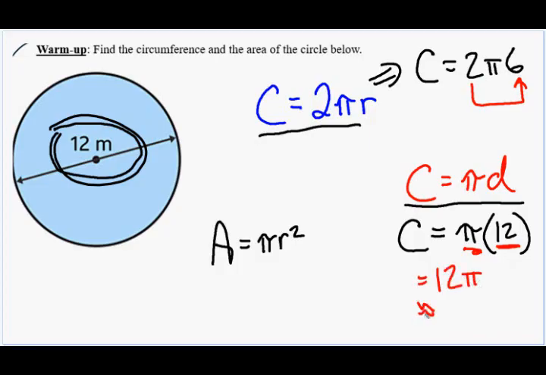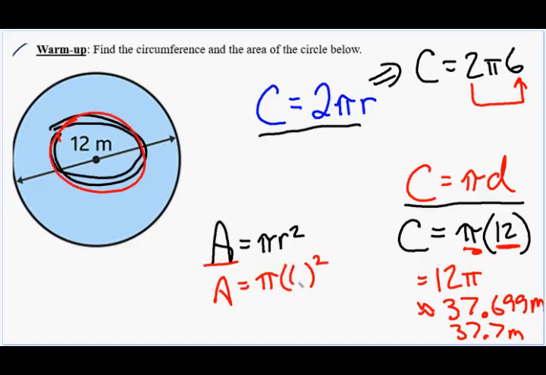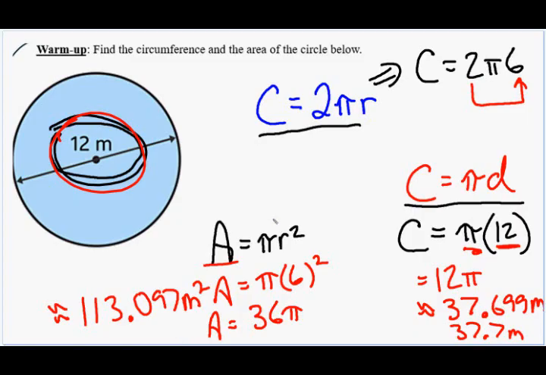That is the exact value. But if we use the pi button on the calculator, we would get about 37.699 meters, or maybe about 37.7 meters. And now if we want to find the area, area equals pi times radius squared. Our radius would be 6. 6 squared is 36. So our area would be 36 pi square units. And if we use the pi button on our calculator, the area is about 113.097 meters squared. So again, what we found here is the full area and the full circumference.